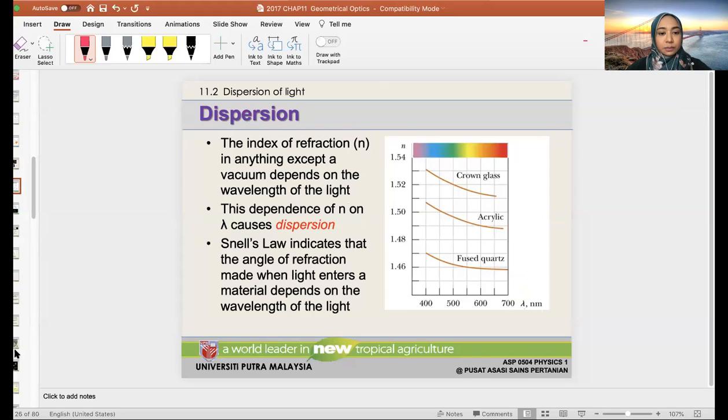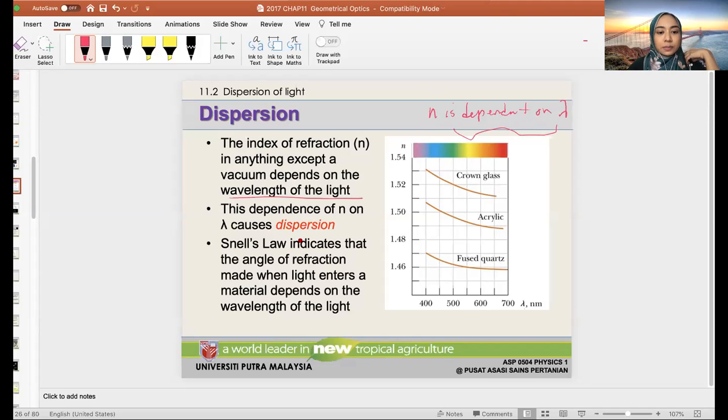Okay, so let's talk about dispersion. Dispersion is when the index of refraction of your light depends on the wavelength. Okay, so let's see the definition here. Index of refraction N in anything except a vacuum depends on the wavelength of light. So it says N is dependent on wavelength, on lambda. This scenario is called dispersion. N depends on the wavelength. Weird, right? Material depends on wavelength, but it happens. It is real.